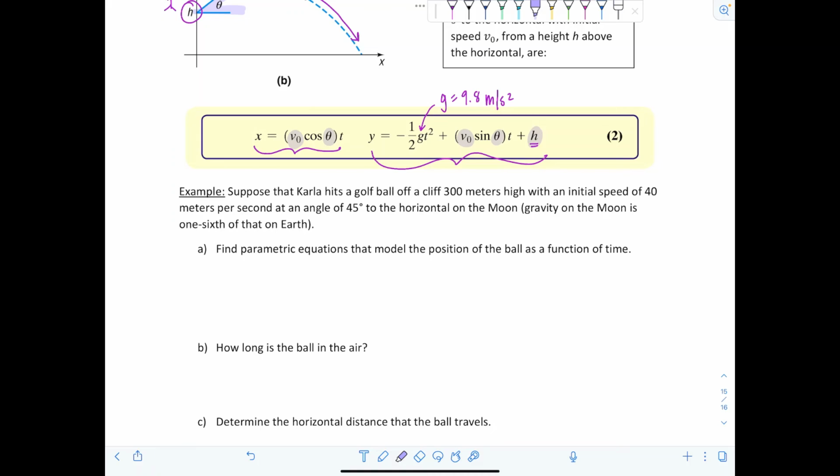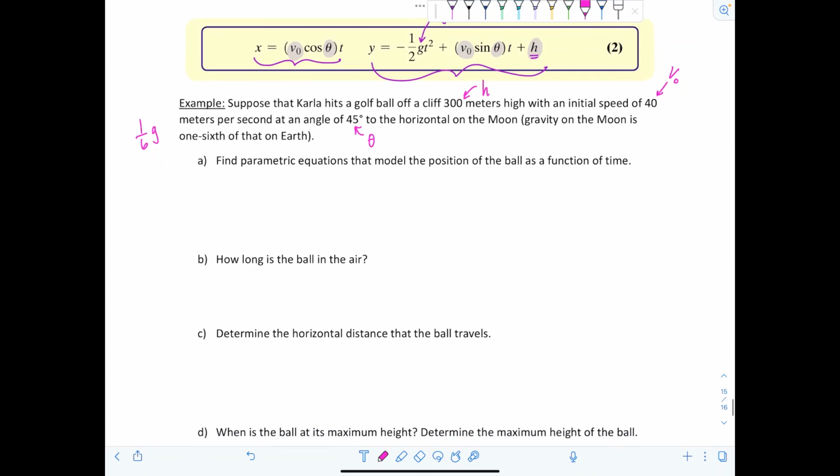Before we get into it, let's just start labeling everybody. Carla's on a cliff 300 meters high. She is brave, Carla, you go. So that's h. Initial speed of 40 meters per second, that's v naught. At an angle of 45 degrees, there's my theta. And then they told us we're on the moon, so gravity is only 1/6 of that on the Earth. So what we're going to use is 1/6 times g. Right here, instead of using regular g, we're going to have 1/6 of g.